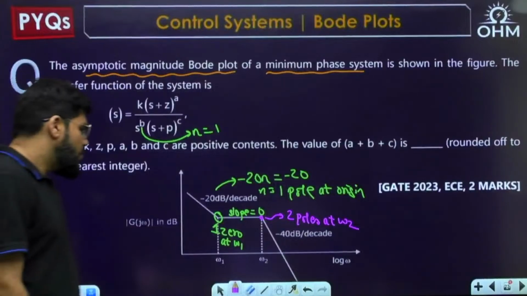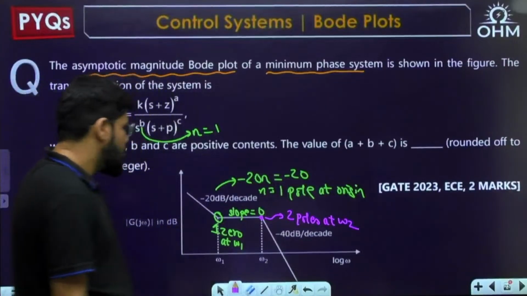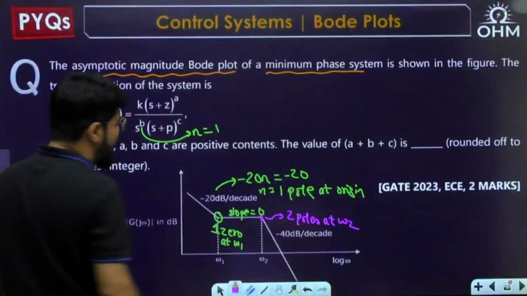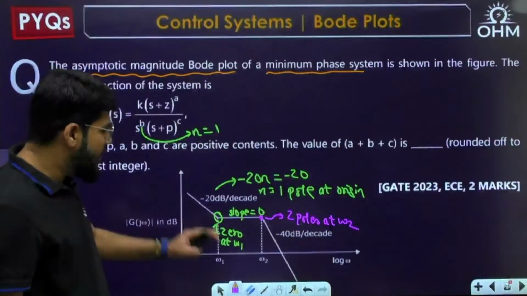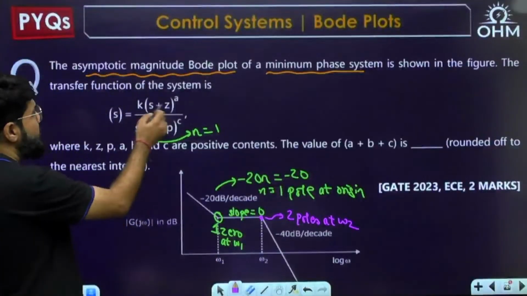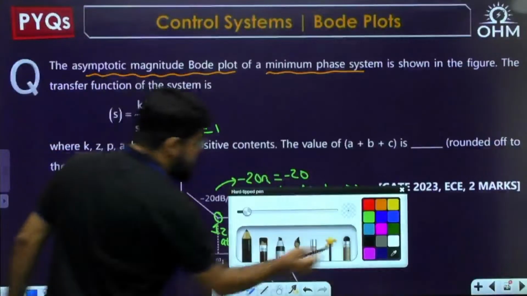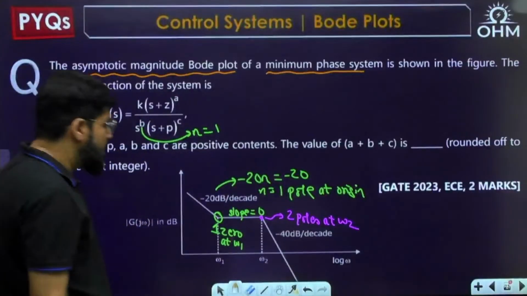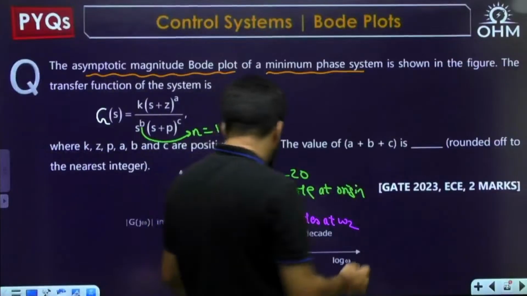Now, what is omega 1 or omega 2? Let's try to work that out. Actually, it is not required, because I only want the powers A, B and C. Maybe we will not be able to find them either; the data is not sufficient to find omega 1 and omega 2. This is G of s. G is missing here, no problem, I'll write it down.